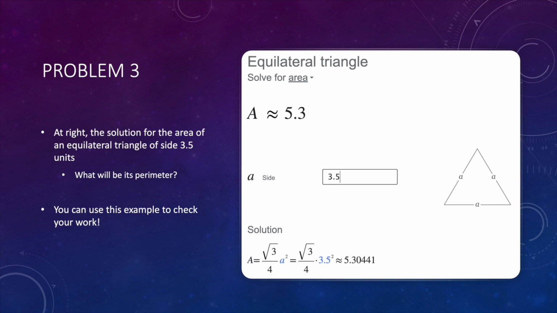You can check it. What would be the perimeter here? Take a few seconds to think about that. Well, it's simply 3 times 3.5, which would be 10.5. Check your program and see that it works the way you expect.